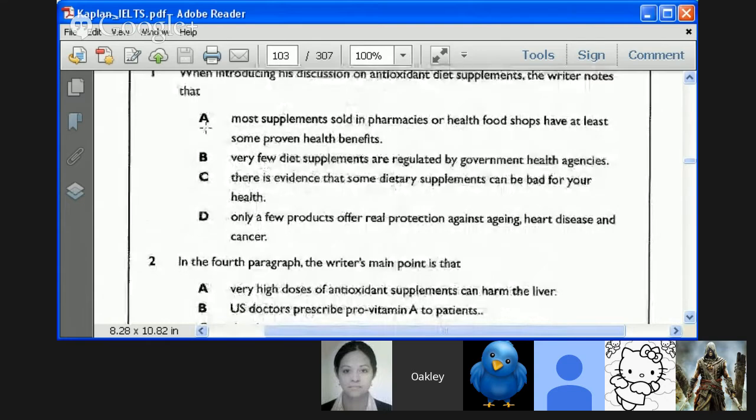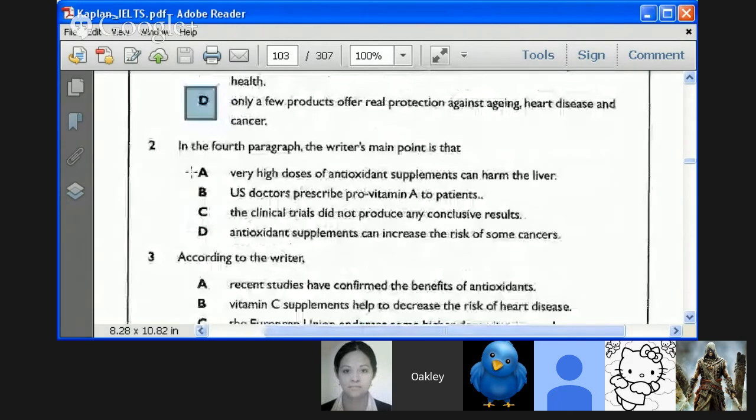Does anybody have an idea of which is the correct answer here? I think D. Okay. Well, we will see.